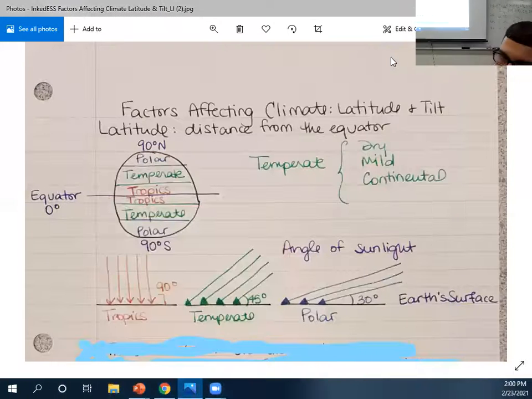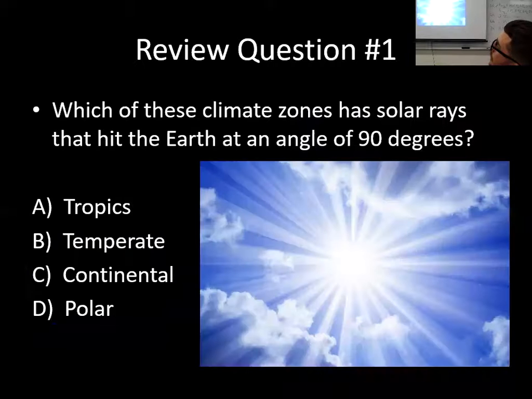All right, so let's continue then with our first question of the day. Be ready to answer in the chat. Question number 1 for today. Please answer in the chat, everybody. So Lakia, Melissa, Michaela, Sanaya, Tatiana, Yorkies, Amira, Daniela, Diego, be ready to answer. Which of these climate zones has solar rays that hit the Earth at an angle of 90 degrees? What we just talked about. Is it A, tropics, B, temperate, C, continental, or D, polar? Please answer in the chat.